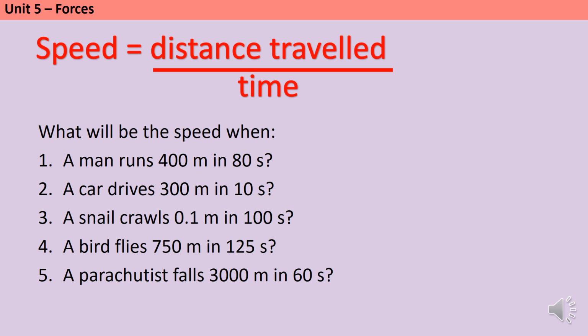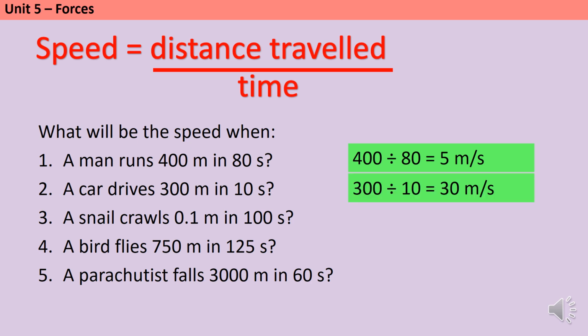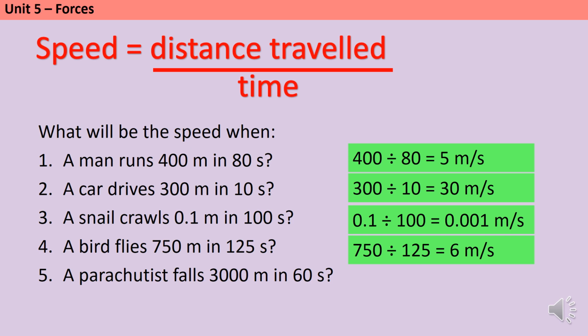So if a man runs 400 metres in 80 seconds, we do 400 divided by 80 to get a speed of 5 metres per second. If a car drives 300 metres in 10 seconds, 300 divided by 10 is 30, so the speed is 30 metres per second. 0.1 metres in 100 seconds is a speed of 0.001 metres per second. It's a very slow snail. The bird is flying at a speed of 6 metres per second, and the parachutist is falling at a speed of 50 metres per second.